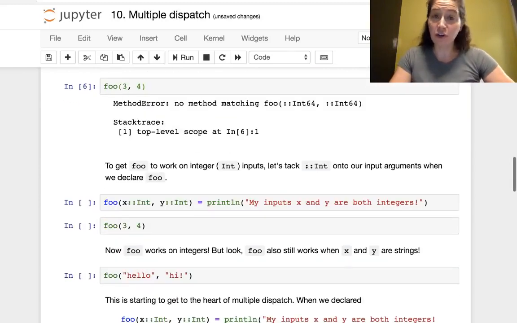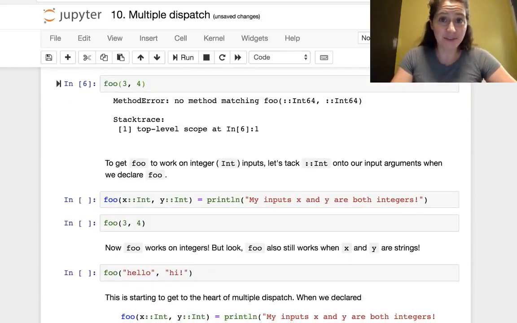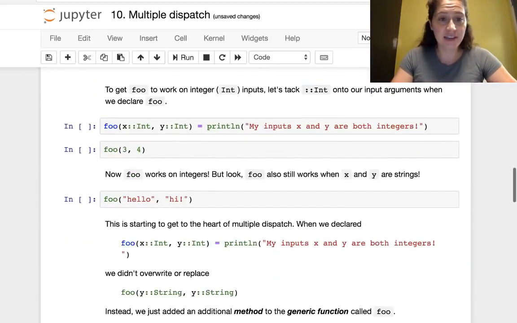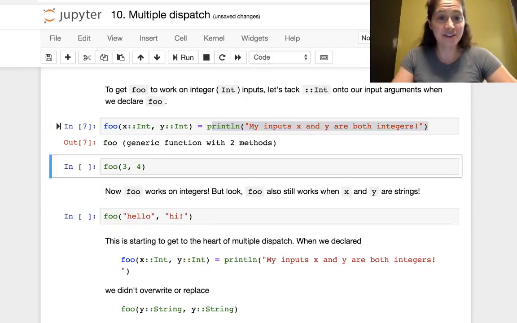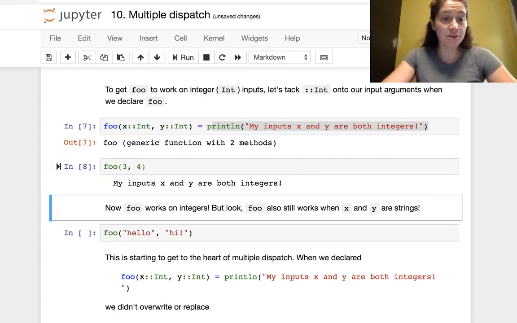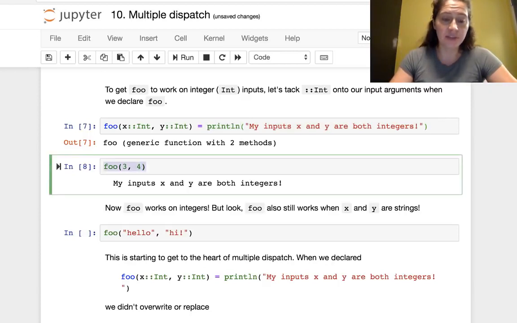Now, if I want foo to start working on integers, I can write foo such that it does. I can do that by saying, okay, now I want x to be an integer and I want y to be an integer. This is my new foo. When this foo gets called, I want you to print that both x and y are integers, as they are constrained to be. So now when I call foo on 3 and 4, I'm getting this now expected output, x and y are both integers. So we know that this foo is being called when I call foo on 3 and 4.